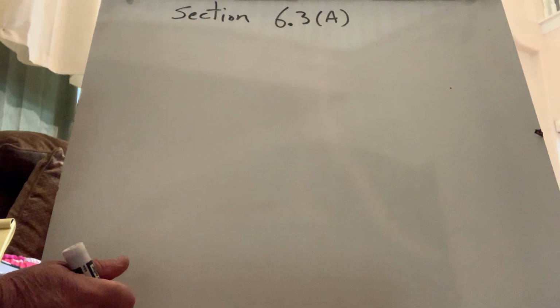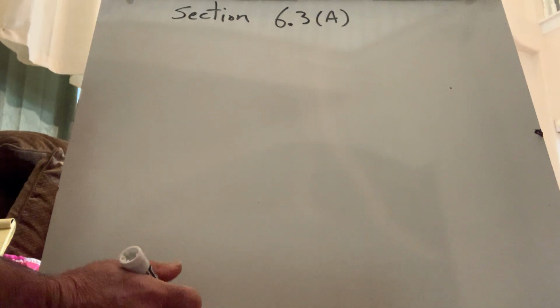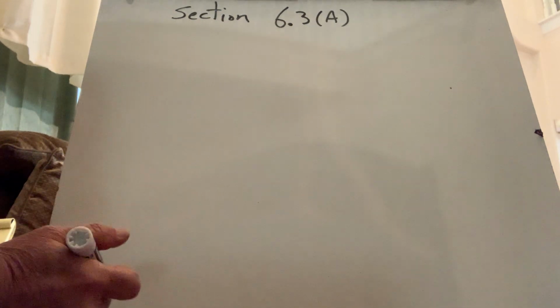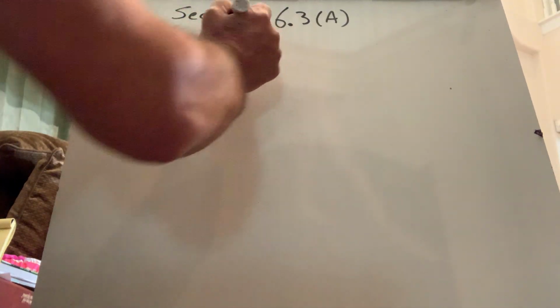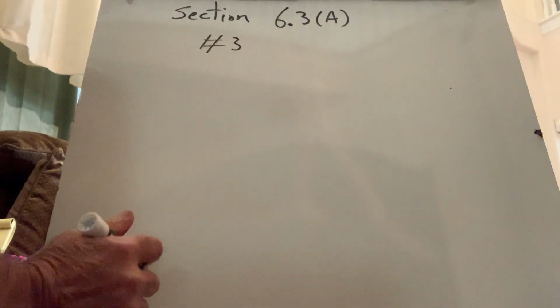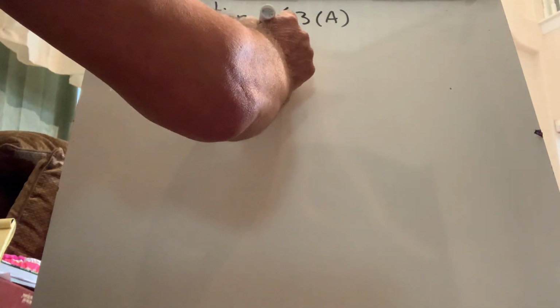Hi guys, we have a couple more questions from section 6.3, assessment A. The first one is number 3. There are 3 parts, A to C. I think they're pretty quick, so hopefully we can work through all of them. On part A, we're given the following product of the fractions, 49 over 65 times 26 over 98.